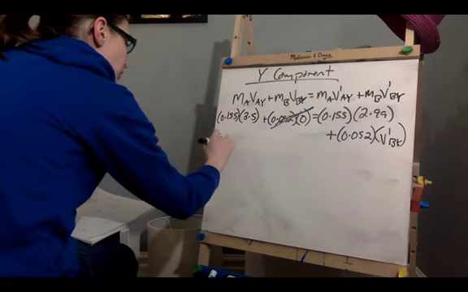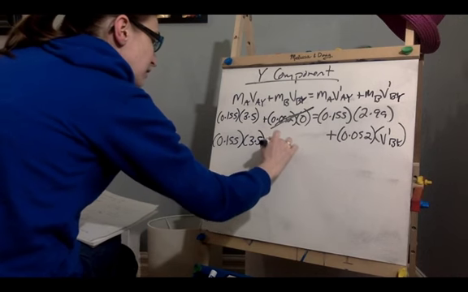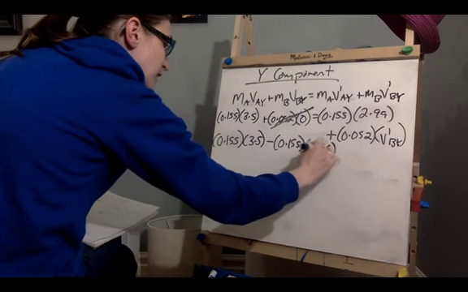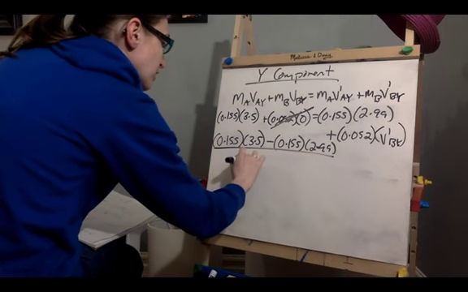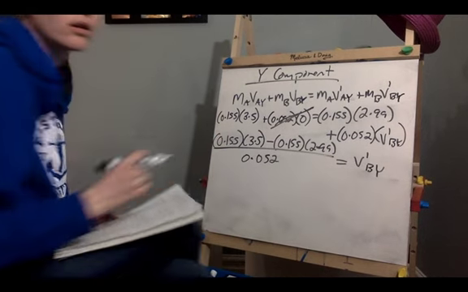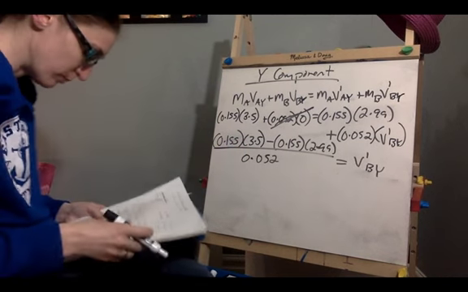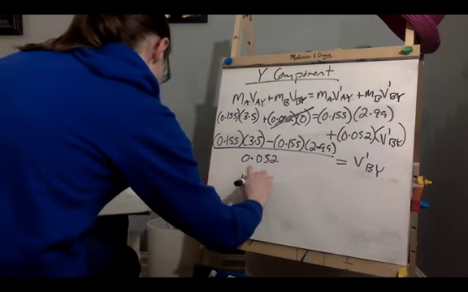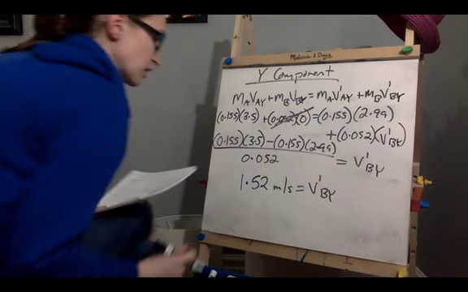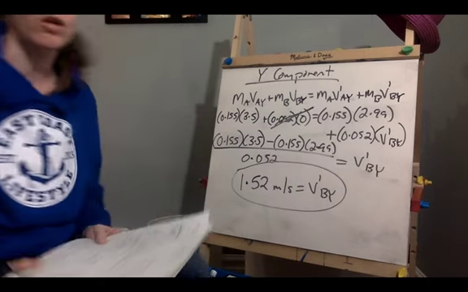So this is the formula you end up with, 0.155 times 3.5 minus the 0.155 times 2.99, all divided by the 0.052, and that will equal my v prime by. Do the multiplication, do the subtraction, do the division. You get a value of 1.52 meters per second is equal to that final velocity of the golf ball in the y. Again, an important thing that we've just solved for.